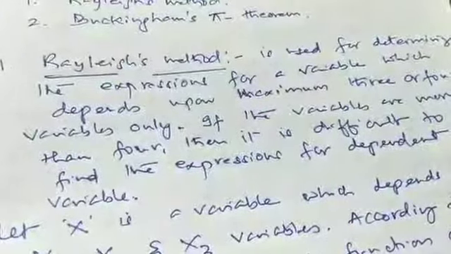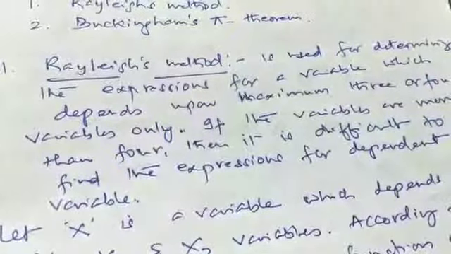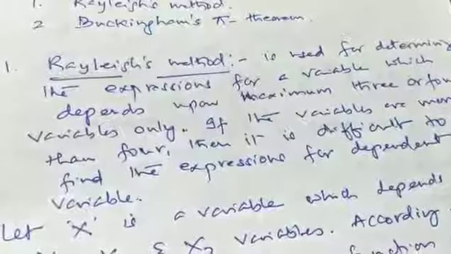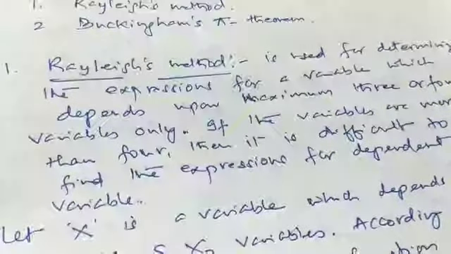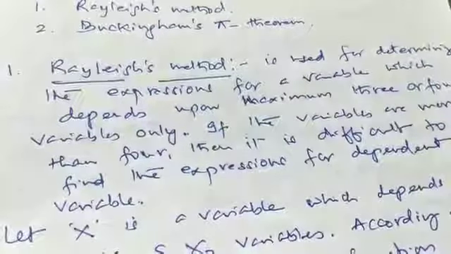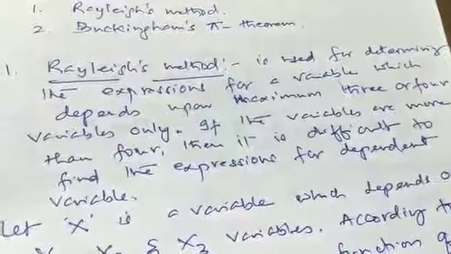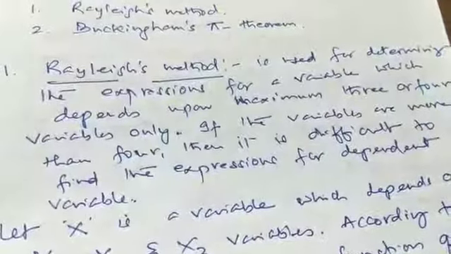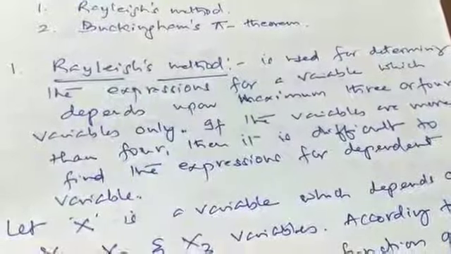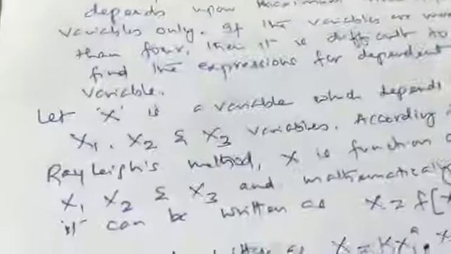What is Rayleigh's method? Rayleigh's method is used for determining the expression for a variable which depends upon a maximum of 3 or 4 variables only. It means that if there are 3 or 4 variables in any particular situation, we can go for Rayleigh's method. If the variables are more than 4, then it is difficult or practically not possible to go with Rayleigh's method. Then we will go for the Buckingham Pi theorem. So what is the procedure for Rayleigh's method?